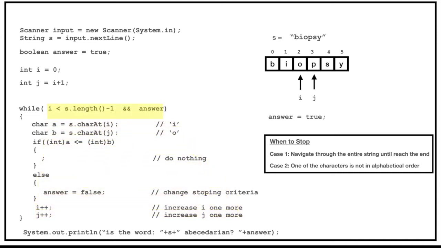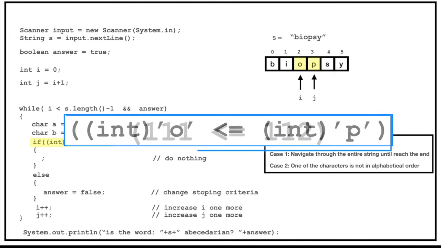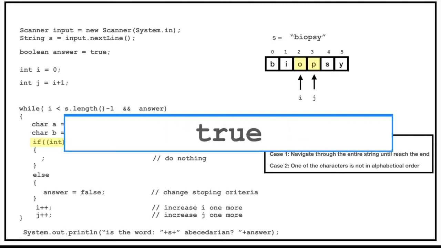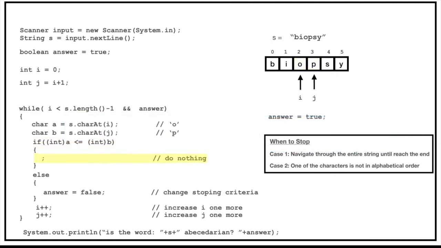We go back to the loop. We extract the values, O as the value of I, P as the value of J. We compare. We check if O is less than or equal to P. In other words, is 111 less than or equal to 112? Because it's true, then we go to the next step, which is doing nothing. After that, we increase our position I and our position J.